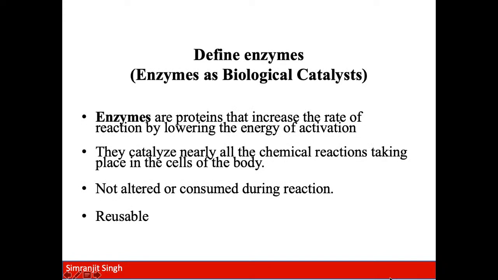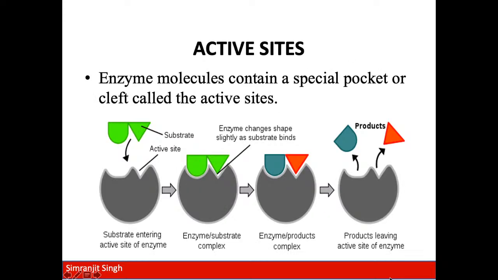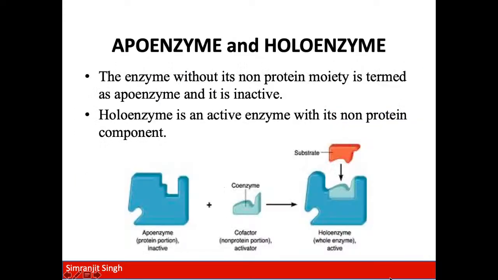So we were basically discussing the definition of an enzyme, the important terms that are used for the activity of the enzymes. Then what are the active sites, making the enzyme substrate complex, then the enzyme product complex, and the product leaving the active site. And what is the importance of substrate? The lock and key model we have discussed. Apoenzyme, holoenzyme: what is the difference between them? Apoenzyme is in an inactive state, but with the help of a cofactor, it becomes a holoenzyme, which is in an active state.